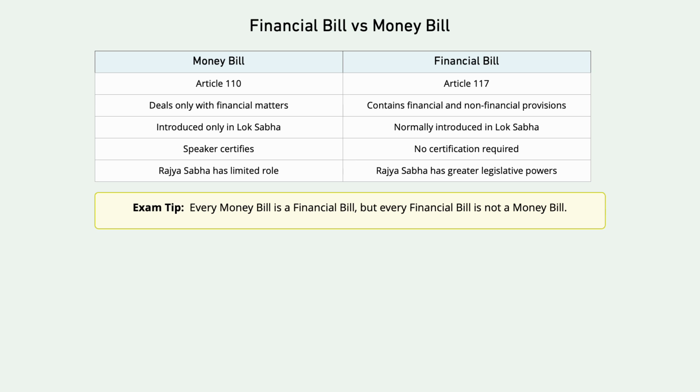Rajya Sabha has greater legislative powers when it comes to financial bill than it has when it comes to money bill. It's just a comparison between the power of Rajya Sabha and Lok Sabha in relation to money bill and financial bill. Every money bill is a financial bill, right? I mentioned earlier, but every financial bill is not a money bill. Okay.